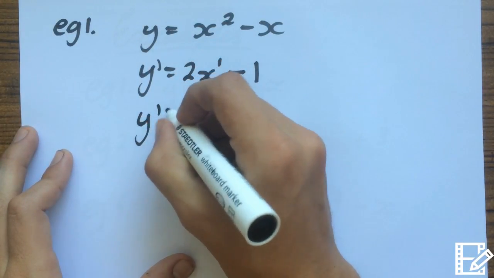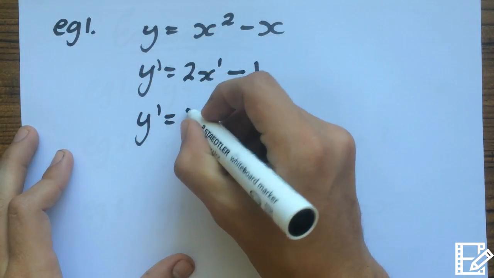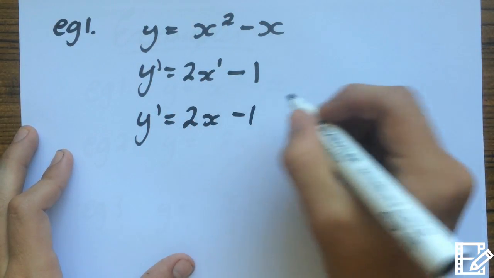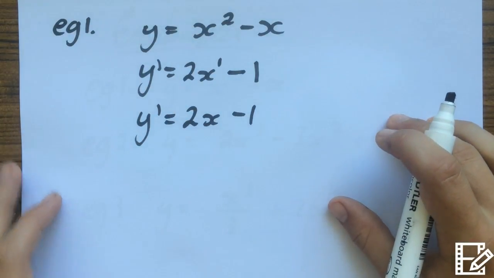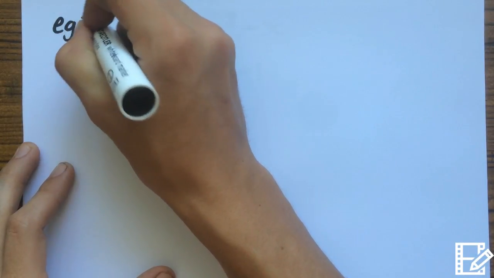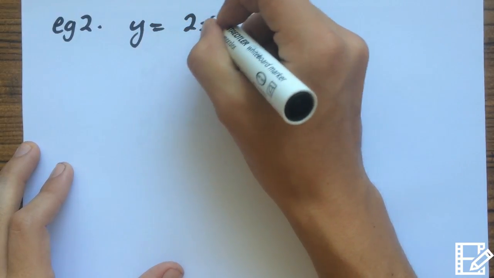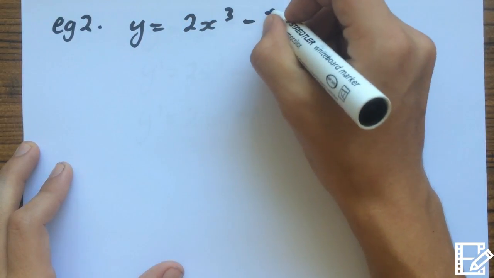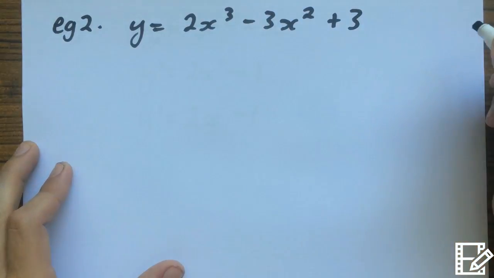And also, you don't have to write the 1 for the x to the power of 1. You can just write x. Most people don't bother. But either way, that is the first example done. And I hope that makes sense. I'll do the second example. Here we have y equals 2x to the power of 3 minus 3x to the power of 2 plus 3.